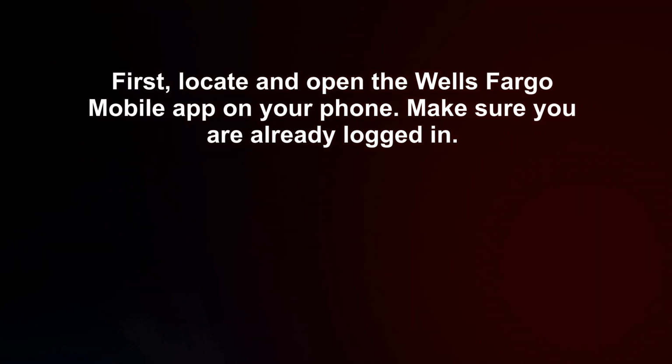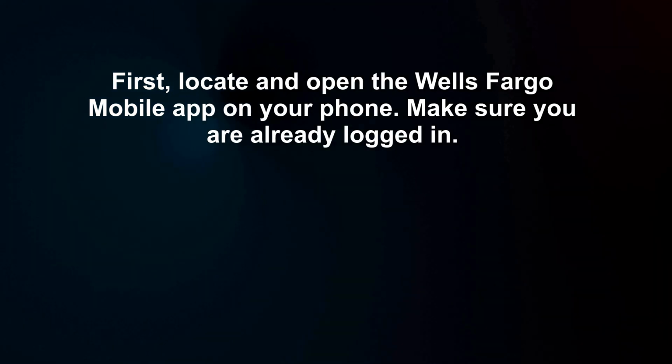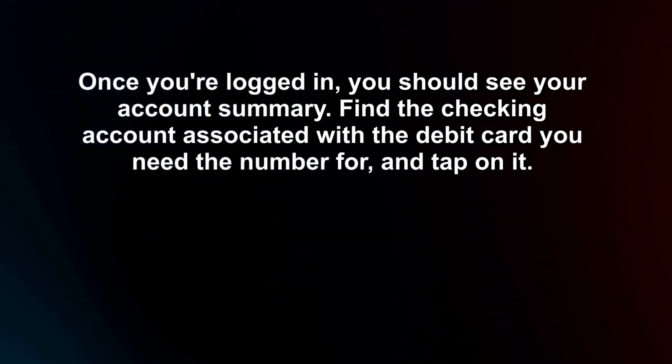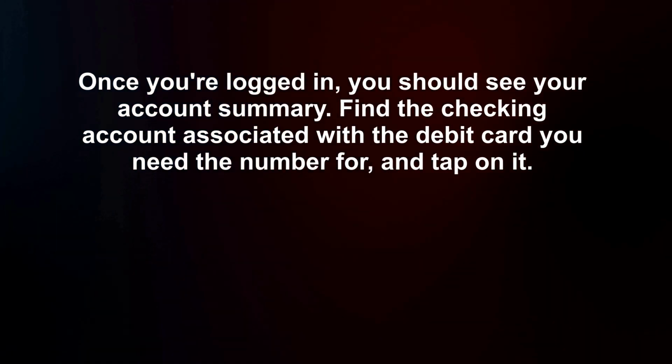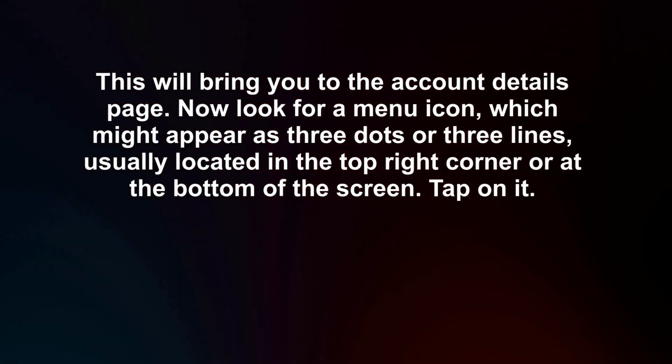First, locate and open the Wells Fargo mobile app on your phone. Make sure you are already logged in. Once you're logged in, you should see your account summary. Find the checking account associated with the debit card you need the number for, and tap on it. This will bring you to the account details page.